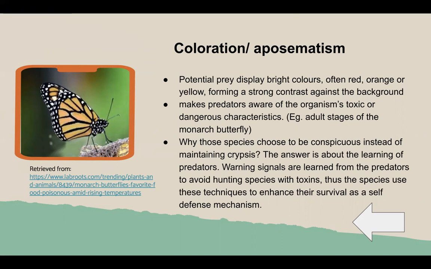The fourth type of camouflage is quite different from the first 3. You guys may wonder why those species choose to be conspicuous instead of hiding themselves. The answer is that warning signals are learned by the predators to avoid hunting species with toxins. Thus, the prey use this technique to enhance their survival as a self-defense mechanism.